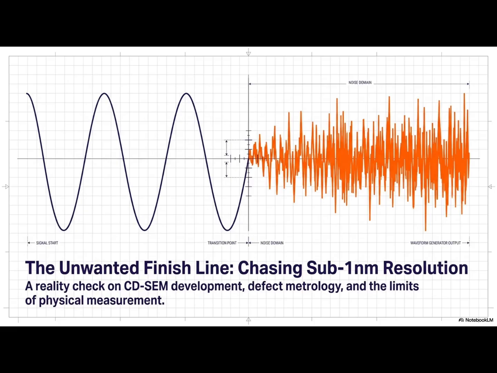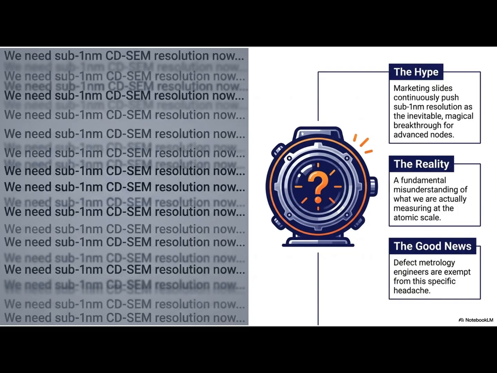After almost 3 decades spent in semiconductor metrology, I've seen this discussion circle around so many times that it feels like déjà vu. So, consider this series less a revelation and more of a reality check. I'll look at the basic concepts, the common misconceptions, and why sub 1 NM resolution isn't the magical breakthrough it's sometimes painted to be. And don't worry, defect metrology engineers, you can breathe easy. This isn't your headache.